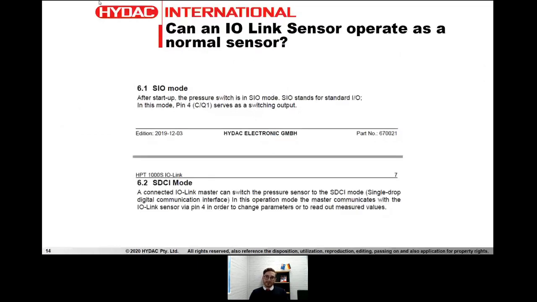As I said before, you need to check whether an IO-Link sensor can operate as a normal sensor. This is an extract from the manual of one of our smart sensors, and you can see here 6.1 SIO mode, which is standard input output mode. When the sensor powers up, it's running as a normal sensor unless the IO-Link master tells it to run as an IO-Link sensor.